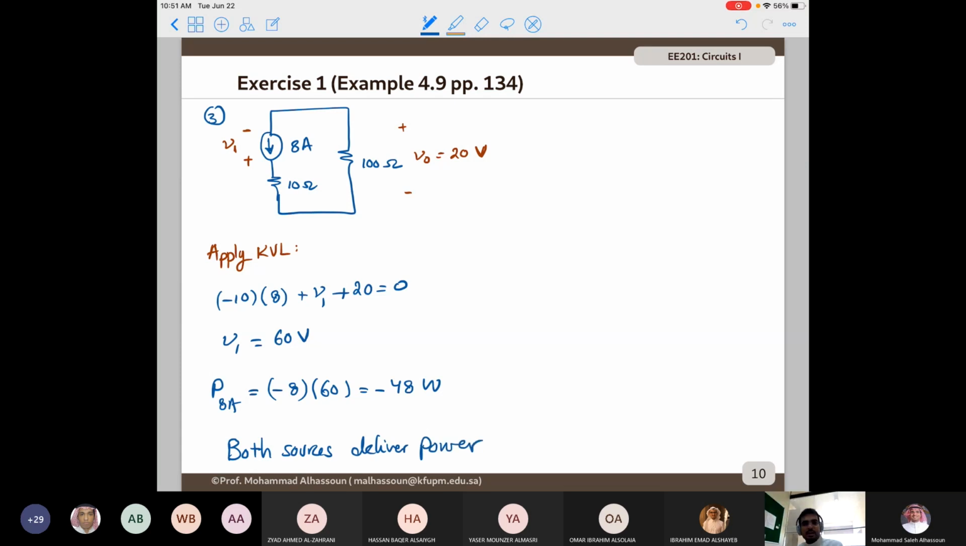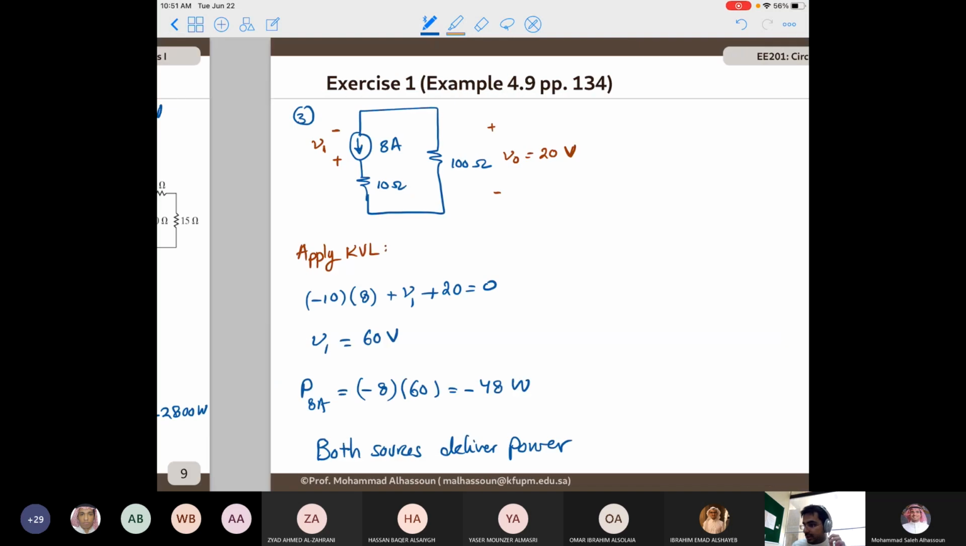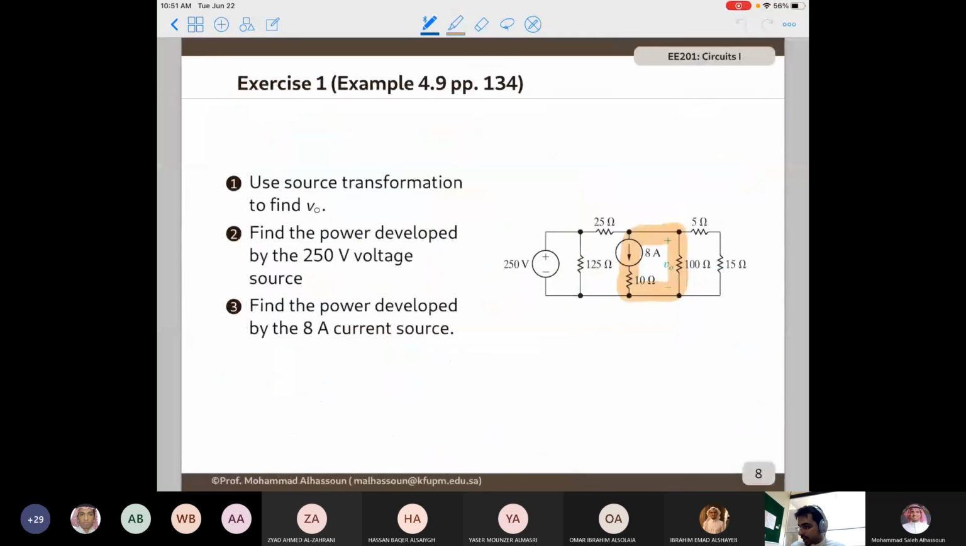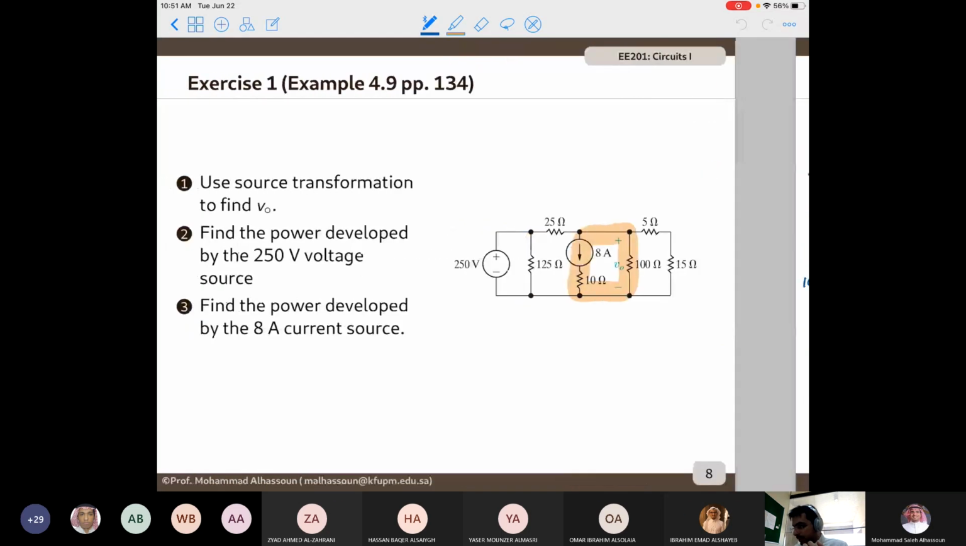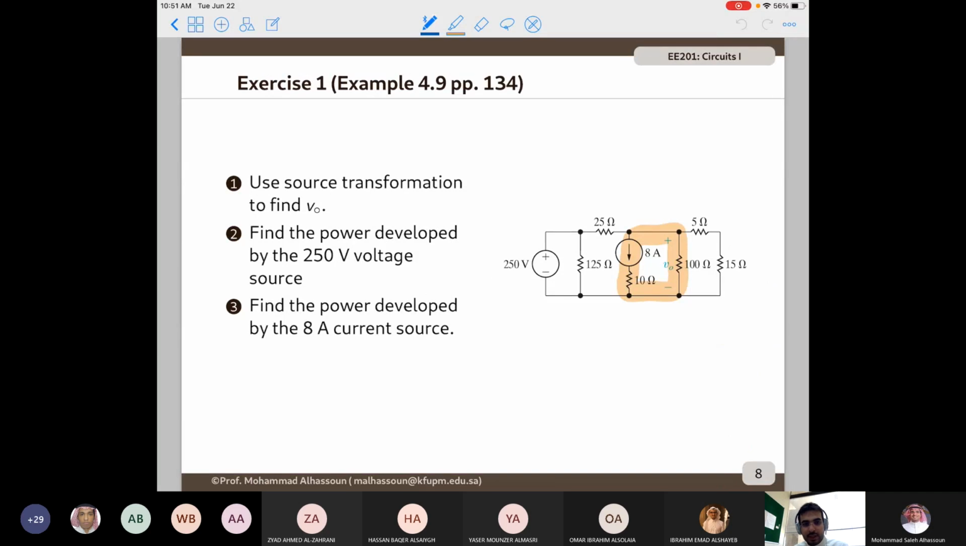Okay, is it clear, Shabab? So when I do the power calculations, I need to go back and keep those resistors, the one in parallel with the voltage source and the one in series with the current source. If I want to do the voltage or the current calculations, I can keep them or leave them. It's up to me. But if I leave them, I will get a simplified version.